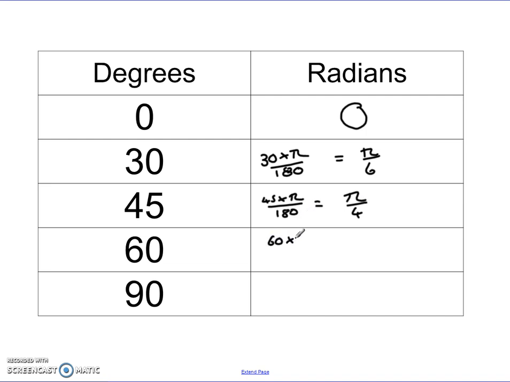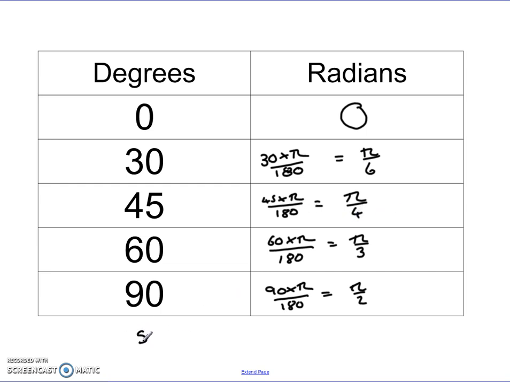60 degrees follows the same set of steps. So I get 60 times pi divided by 180. That ends up giving me pi over 3. And then for 90 degrees, I do 90 times pi, divide it by 180, and that ends up giving me pi over 2. These are the key values that we need to know in terms of exact values and what they are in radians.